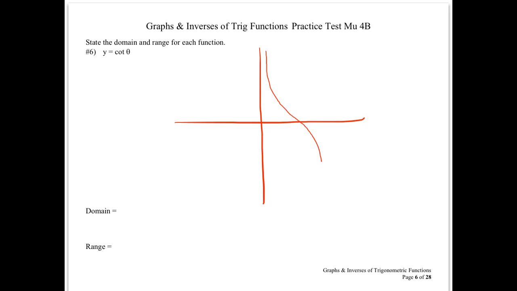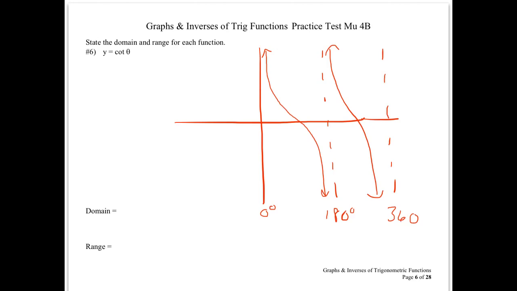Cotangent looks like this. That's the basic curve, and that's repeated over and over and over forever. Every so often, there's a vertical asymptote. These vertical asymptotes are hitting at 0, 180, 360, etc. So the domain here is everything except for the vertical asymptotes.